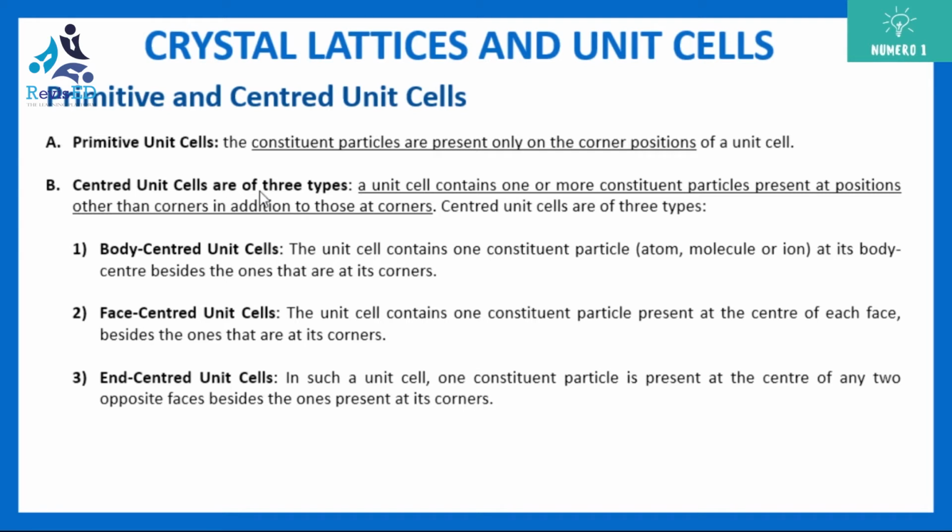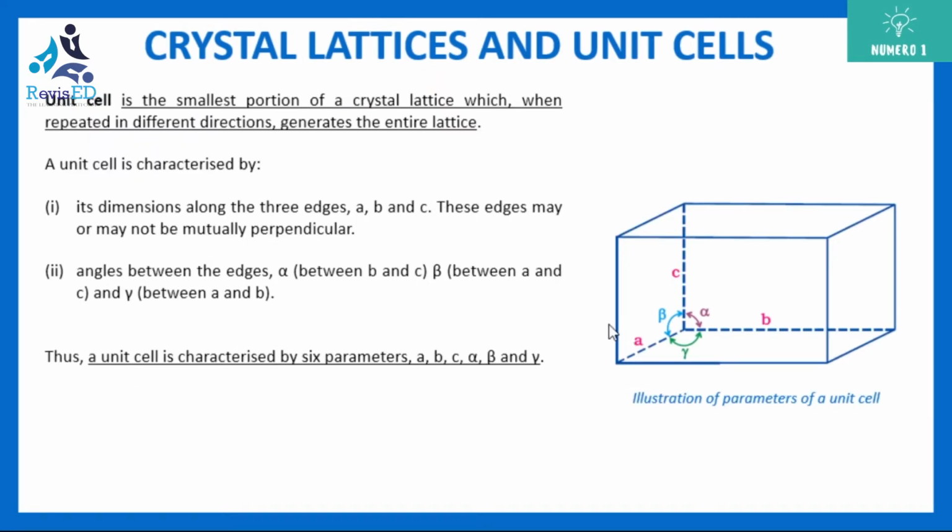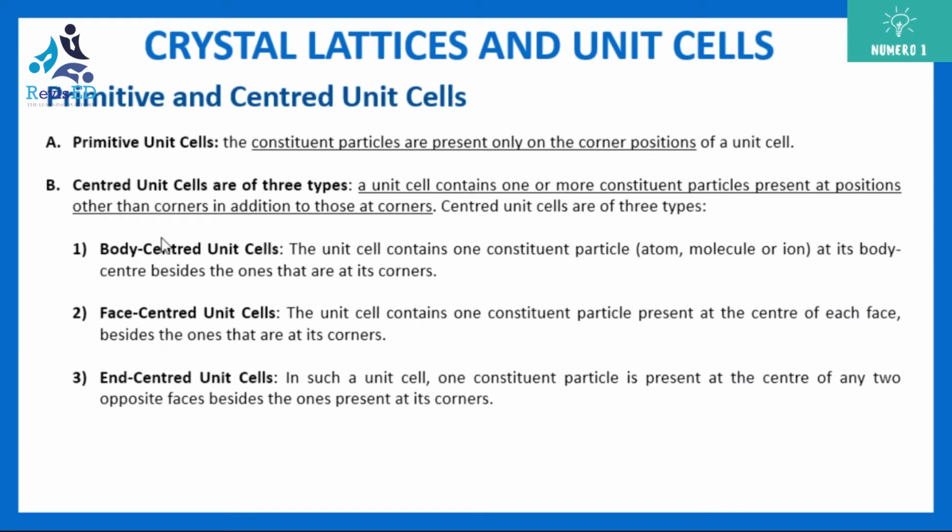Then centered unit cells are of 3 types. Centered unit cell means that at the center of the unit cell a particle is present. For example, in a body centered unit cell, the unit cell contains one constituent atom at its body center. Like, where is the entire body of the lattice? Let's say that this is the body of the lattice. At the center there will be an atom.